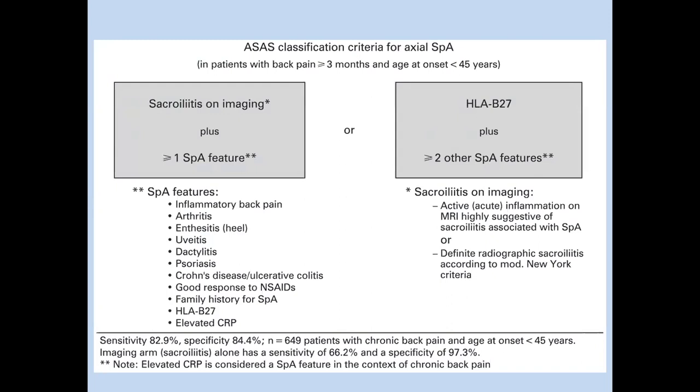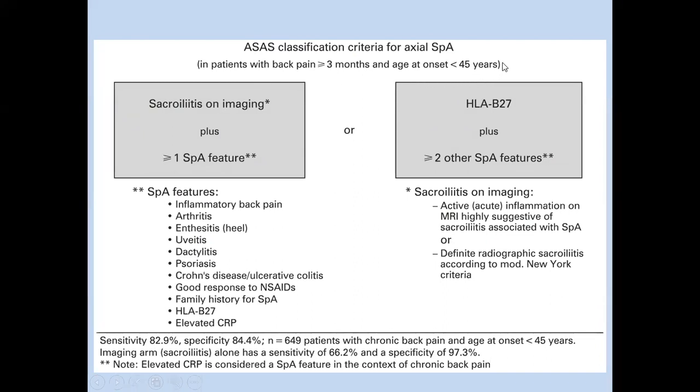So it is really important that we understand how the ASAS criteria or classification for SPA is designed. Normally, you get patients who are under the age of 45 years old who present with inflammatory back pain for more than 3 months. So this is your typical scenario here.